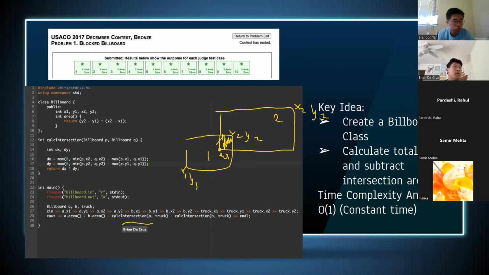So I'm going to take the minimum value between the x2 values, the minimum right corner of the x values. So in this case, this is the first x2, and this is the second x2.